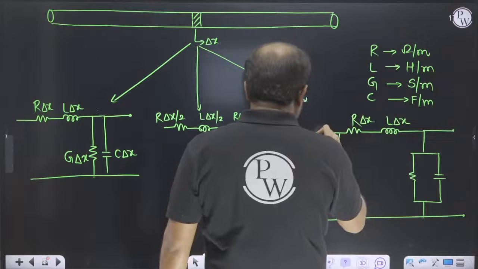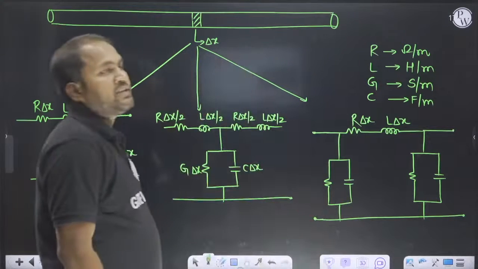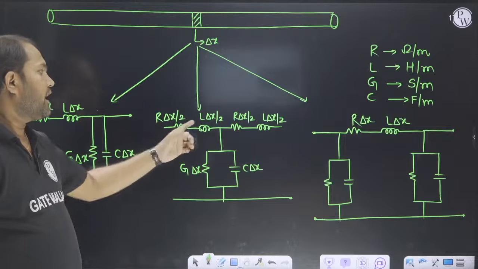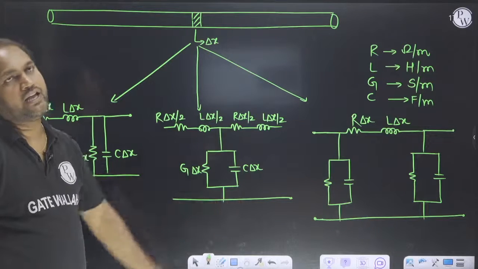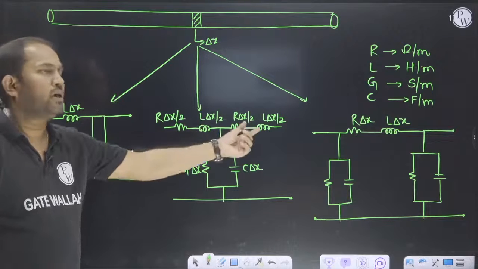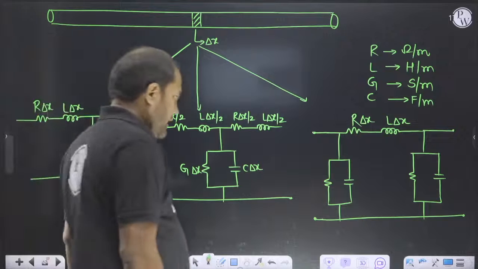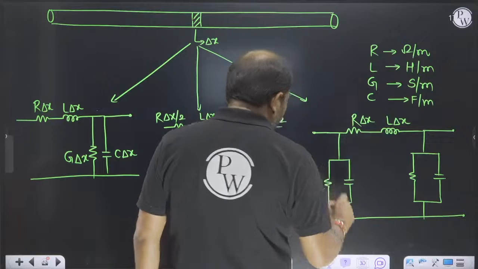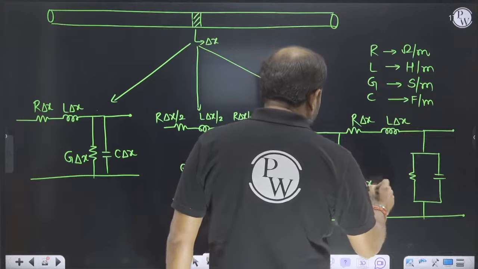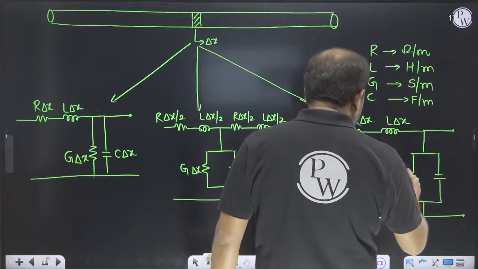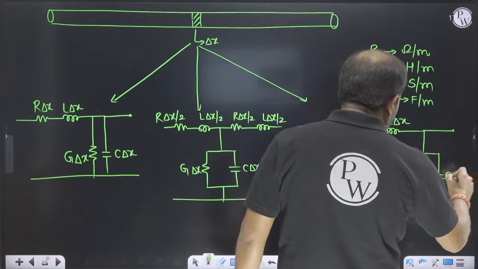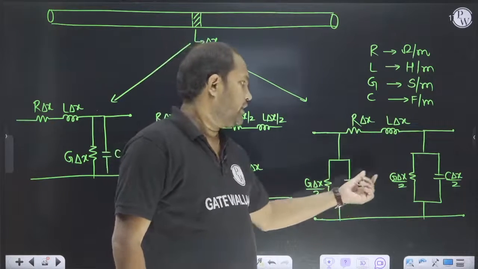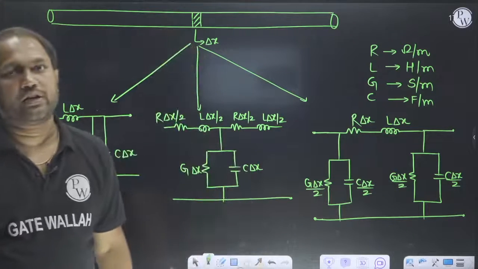This one is which type of network? This one is a series type of network. So this series R into delta x by 2, R into delta x by 2, that will be R into delta x, and L into delta x by 2, L into delta x by 2, that will be L into delta x. Like that you can say G into delta x by 2 and G into delta x by 2, because in parallel condition conductance will be added, and in parallel condition capacitance will be added. So C into delta x by 2 and C into delta x by 2 will be C into delta x.